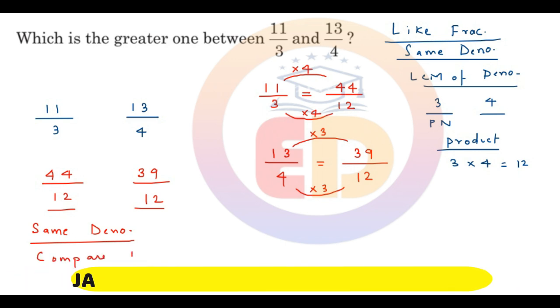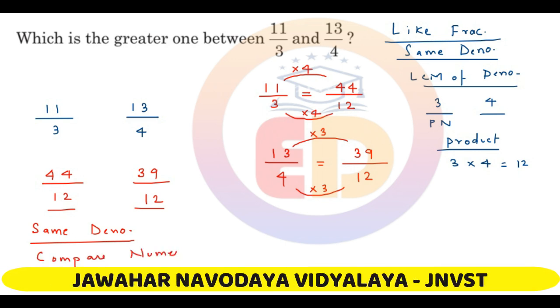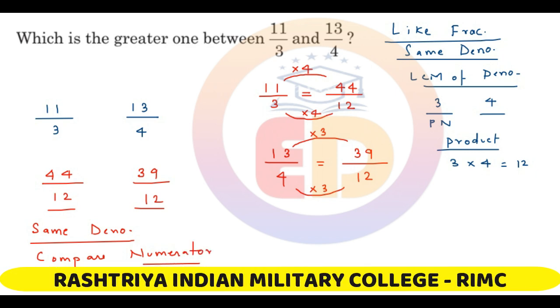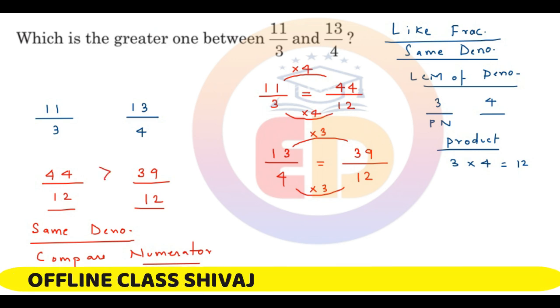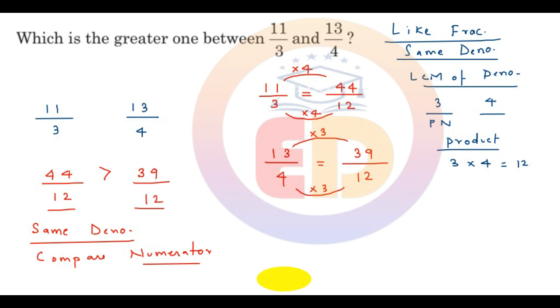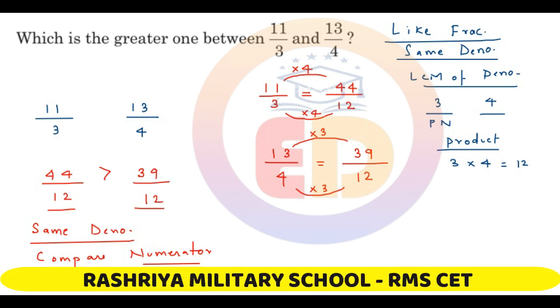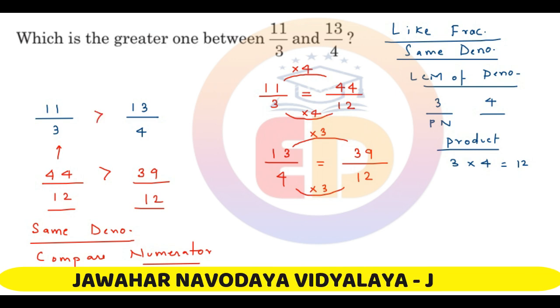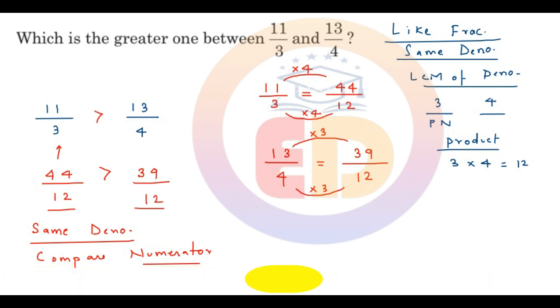The greater numerator will be the greater fraction. Here, when I compare the numerators, I see 44 is greater than 39. So our fraction 44 upon 12 will be greater than 39 upon 12. Remember, 44 upon 12 represents 11 upon 3, so it will be greater than 39 upon 12, which represents the fraction 13 upon 4.